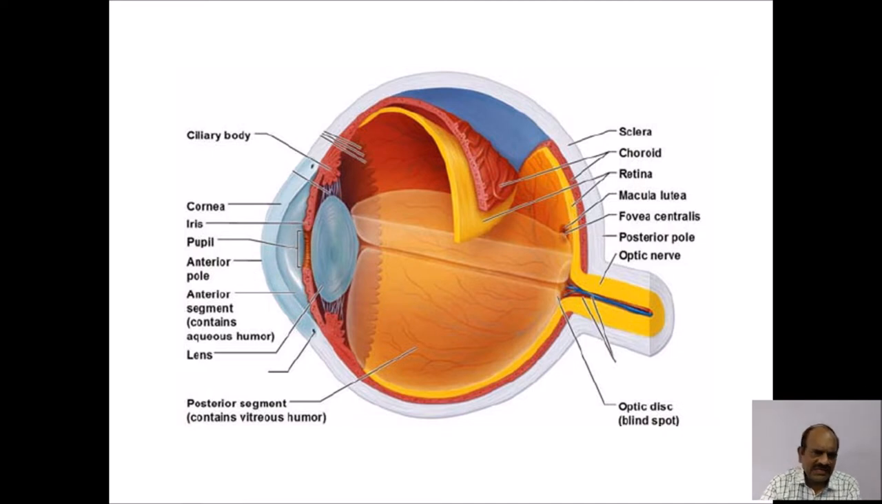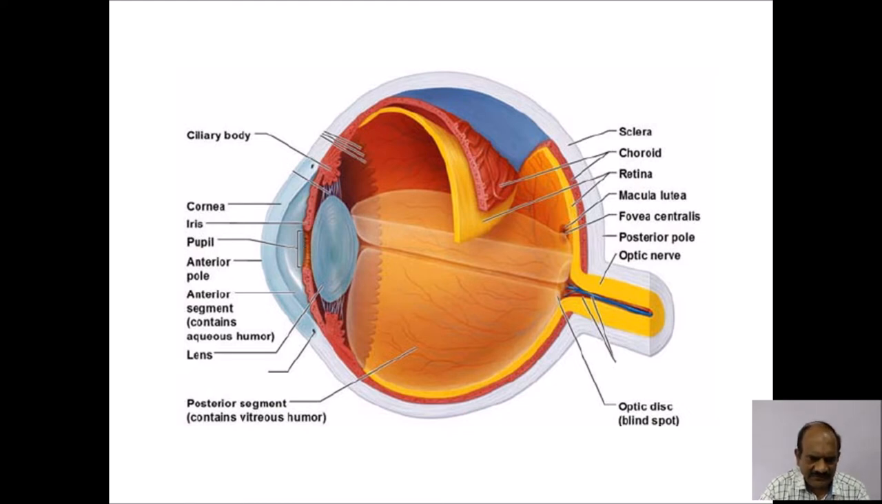Later on you can see that the eye is divided into two distinct cavities. In some literature you will find them called the posterior segment and the anterior segment. Now you can see the distinct part present behind the cornea, which is the lens of the eye, surrounded by the extension of the choroid layer, which we call the iris. And the aperture, as I told you, is called the pupil.